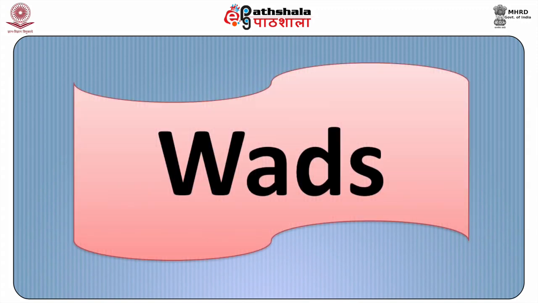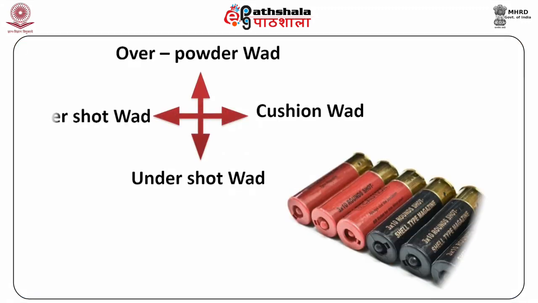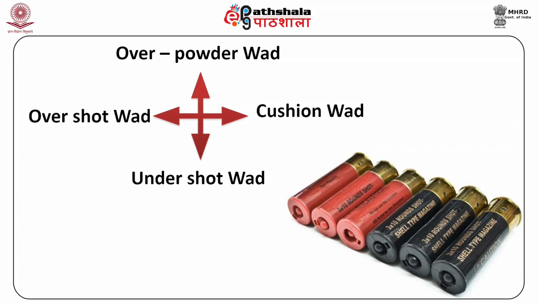Next, we will learn about the wads. In shotgun ammunition, there are a number of wads. First one, over powder wad.